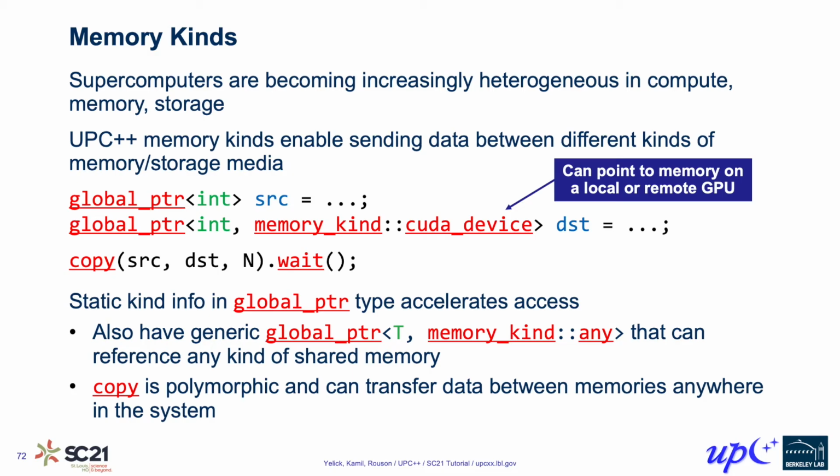And copy is asynchronous, as with all of our other communication operations. So copy returns a future which we can then wait on. The static type information accelerates device access, such as to DST in this example. However, one can alternatively specify any as the global pointer kind, which is a generic kind with respect to host versus device memory. The copy interface is polymorphic and accepts global pointer arguments of any kind, as well as providing overloads that accept raw C++ pointers to private host memory.